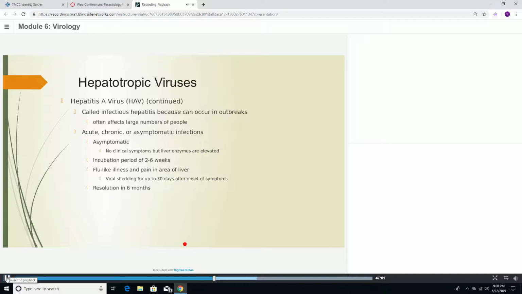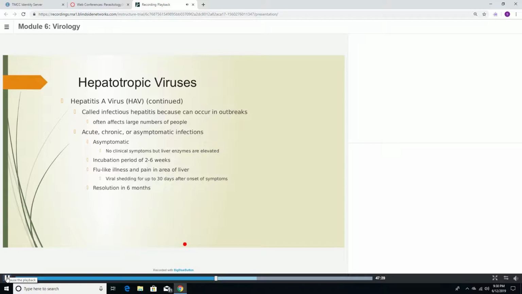So hepatitis A is called infectious hepatitis because it occurs in outbreaks. It often affects large numbers of people. So again, it could be an endemic infection. It could be acute, chronic, or an asymptomatic infection. With an asymptomatic infection, there's going to be no clinical symptoms, but liver enzymes are slightly elevated. The incubation period is anywhere from 2 to 6 weeks.